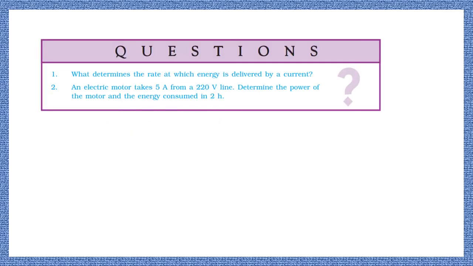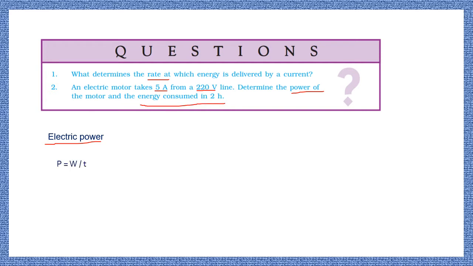Now here is another question. Let me read the first one. What determines the rate at which energy is delivered by a current? So that is electric power. Another question is, an electric motor takes 5 ampere from a 220 volt line. Ampere is given, voltage is given. Now you have to determine the power of the motor and the energy consumed in 2 hours.